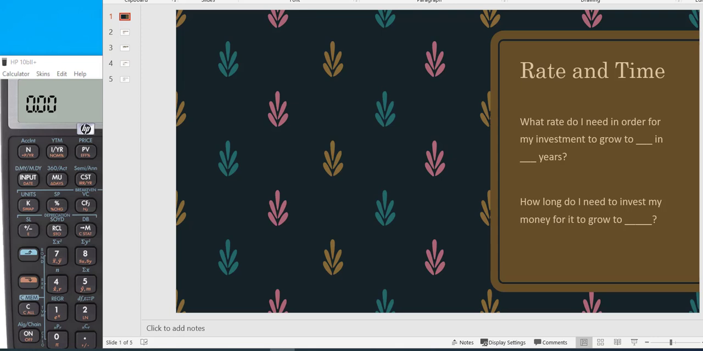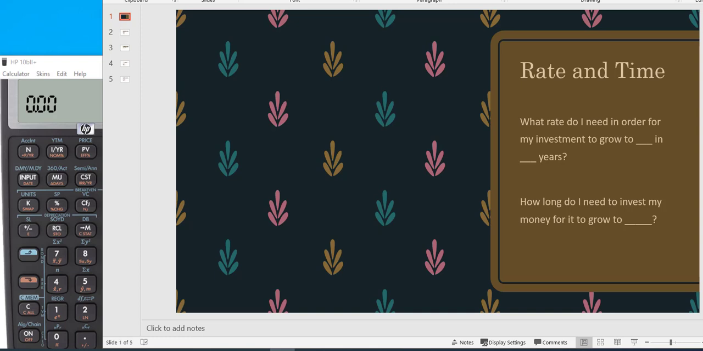Hello, the last of the time value of money calculations we're going to find are the rate and time calculations. We're going to figure out what rate I need to invest my money at to grow to a certain dollar amount in so many years, months, whatever it may be. Most of the time, and for our purposes, I am only going to use years.